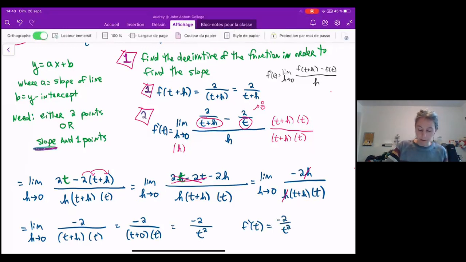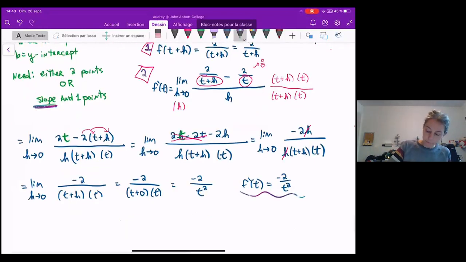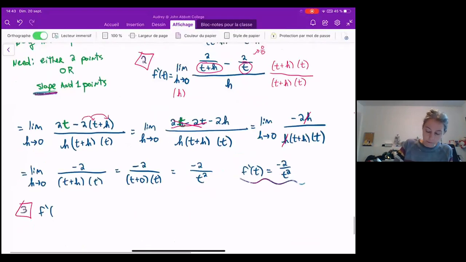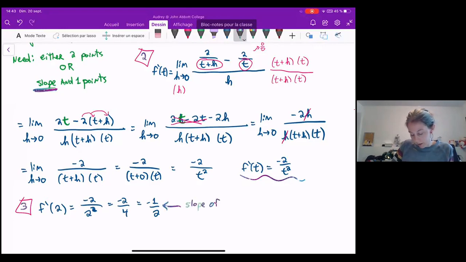That's my derivative. And then my third step is to plug in the value in question. So here we're at our third step, and this is our third sub-step of step 1. We're just finding our slope here. So f prime of the t value we were given, which is 2. f prime of 2 is equal to negative 2 over 2 squared. That's negative 2 over 4, which is negative 1/2. So that is the slope of the tangent line.